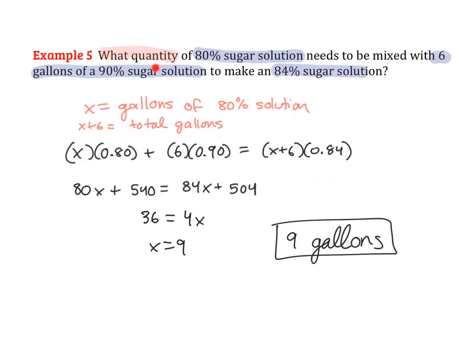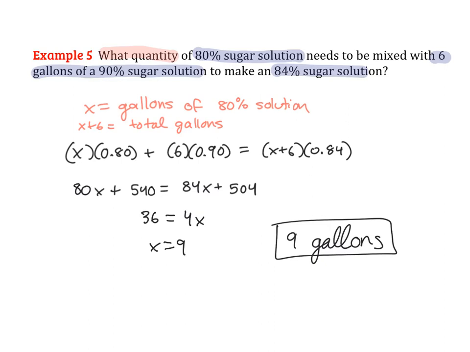As you can see, this last problem is kind of similar, except you're finding a different thing this time. You're not finding a percentage, you're finding the quantity. So it says, what quantity of 80% sugar solution needs to be mixed with 6 gallons of 90% solution to make an 84% sugar solution? Right off the bat, you can define your variable: x equals gallons of 80% solution. Quantity means amount, so find the units and define it right away.